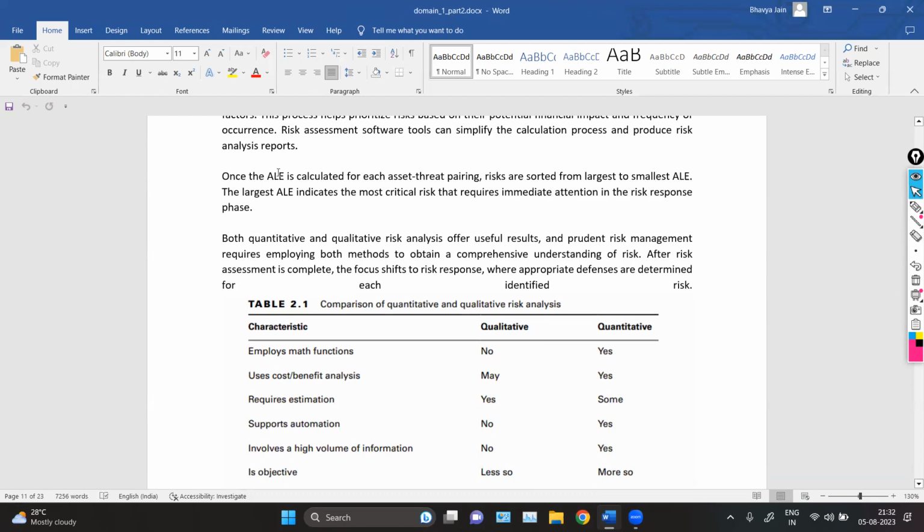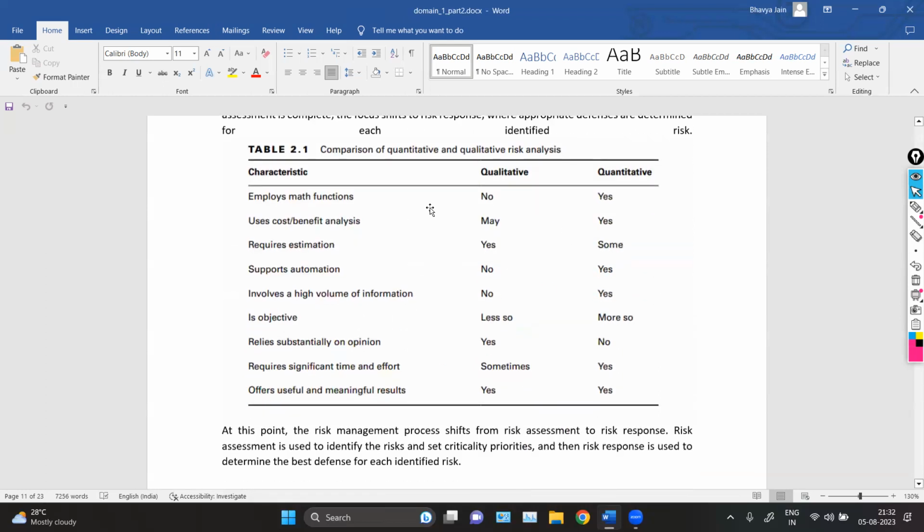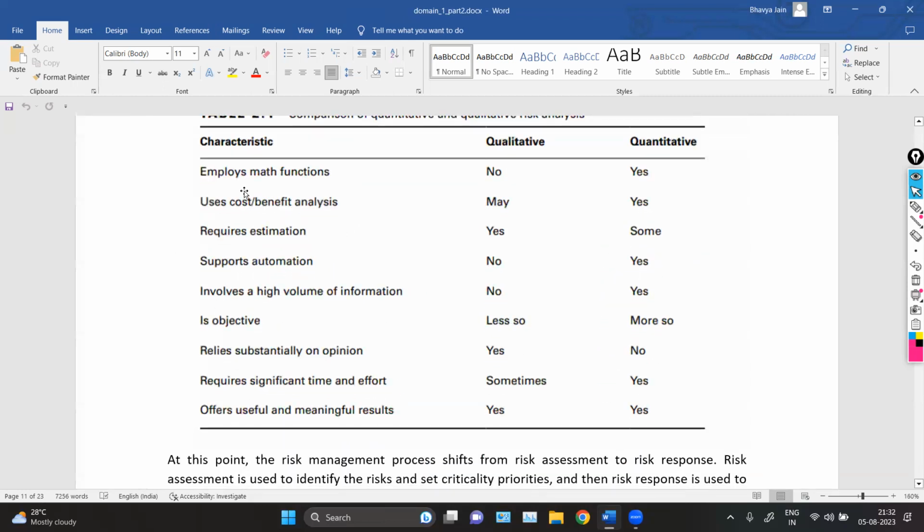Once the ALE is calculated for each asset and threat, risks are sorted from the largest to smallest ALE, which is descending order. So the largest ALE indicates the most critical risk that requires immediate attention in the risk response phase. If we have the largest yearly loss, that is the one we have to prioritize. Then we have the differences between qualitative and quantitative analysis, starting with whether they employ math functions.